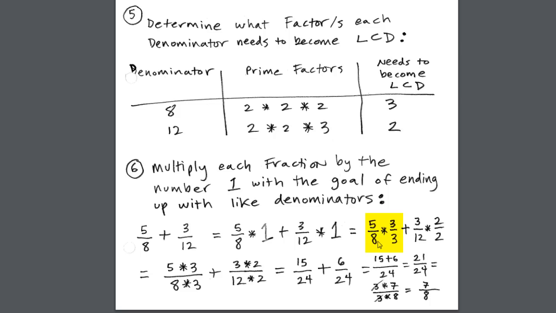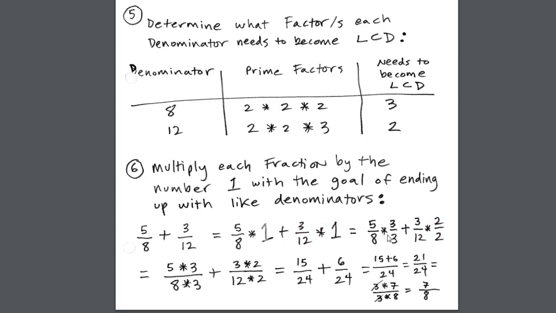Look at that. 5/8 times 3 over 3. Is that the same as 5/8 times 1? And is that the same as 5/8? 1, 2, 3. Those are all equal. So look at that. We have not changed the value of the 5/8. We just multiplied it by a really smart number 1. Now we have to do the same thing for 3/12. I look up here. 2 over 2, that is 1. So 3/12 times 2 over 2 is the same as 3/12 times 1, which is also the same as 3/12.